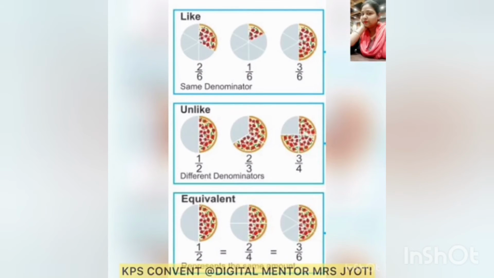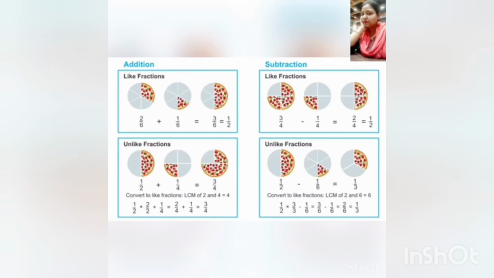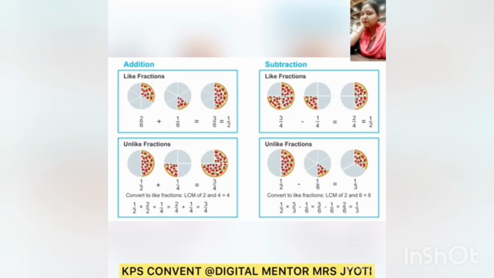There are other terms which are like terms, unlike terms, and equivalent. In like terms, we have the same denominators. In unlike terms, we have different denominators, and in equivalent, we represent the same amount as you see on the screen. Let's learn addition and subtraction of a fraction in both like fractions and unlike fractions.